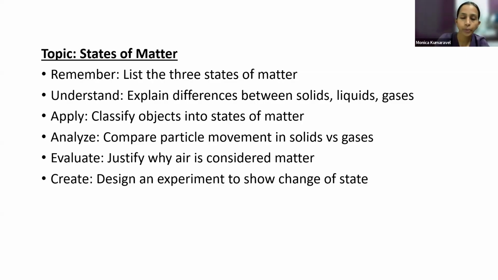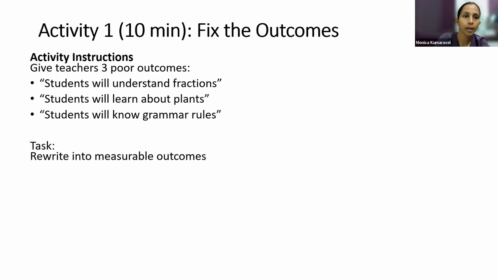We have to use all these words when we are writing a learning outcome. For example, here I have an activity for you. There are 3 poor outcomes I have given. The students will understand fractions. The student will learn about plants. The student will know grammar rules. Can you rewrite these into measurable outcomes? You can also answer in the chat box, or you can unmute and tell how you can make this into a good measurable outcome.